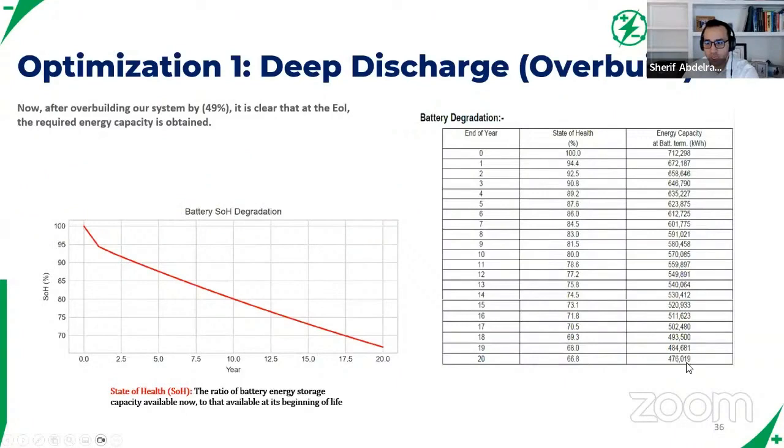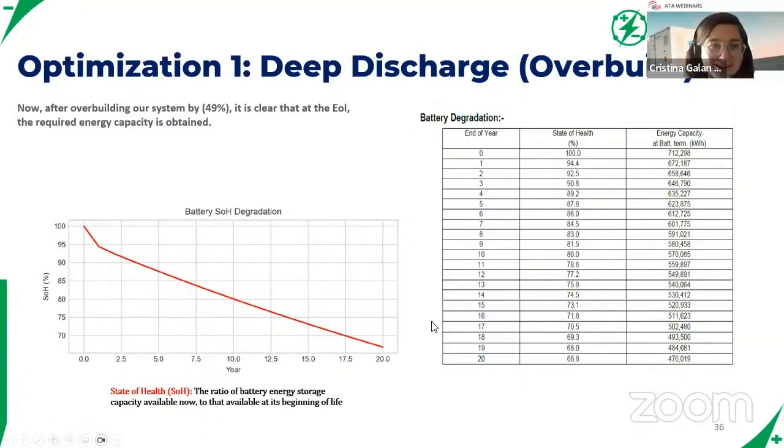And what we find here is that now we have more than 400 megawatt hours at the battery terminals. Also, the state of health here is 66.8%. You will find some battery OEMs, specifically LFP battery OEMs, that allow their cells to degrade down to 65% and will give you a performance guarantee at that level. So throughout all simulations here, we're assuming the minimum state of health, or the end of life state of health, is 65%.